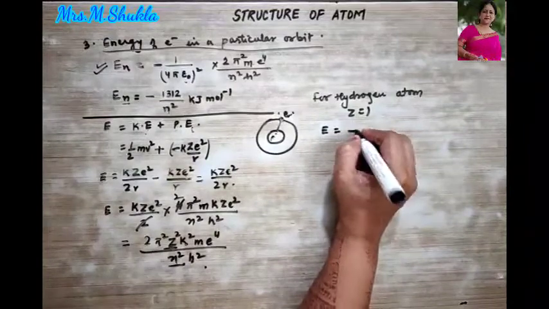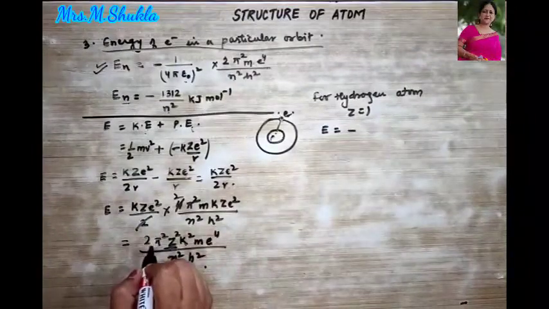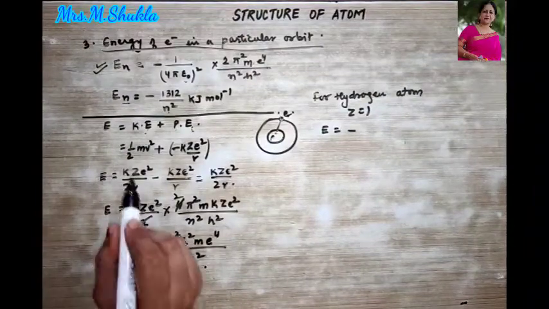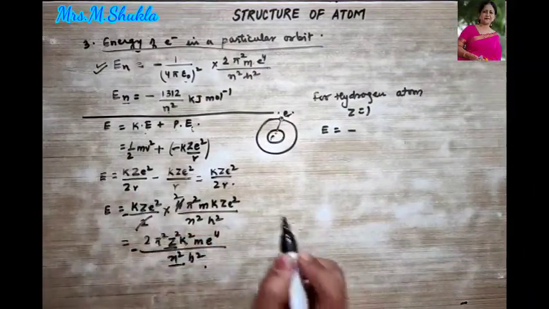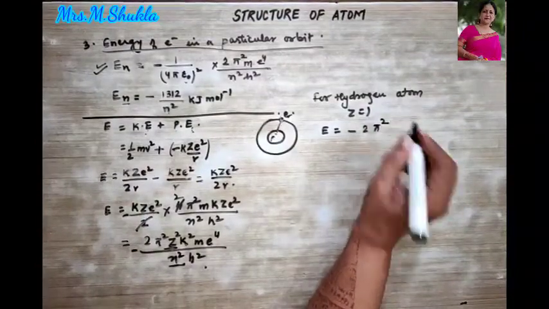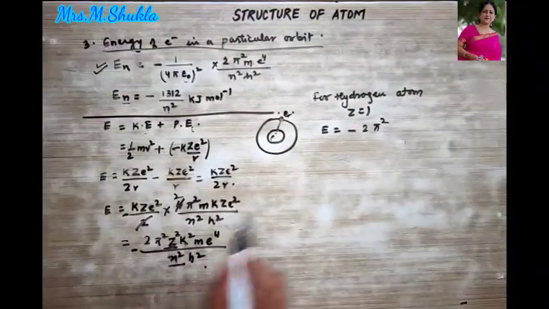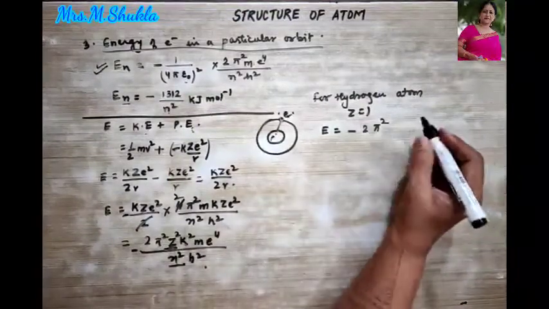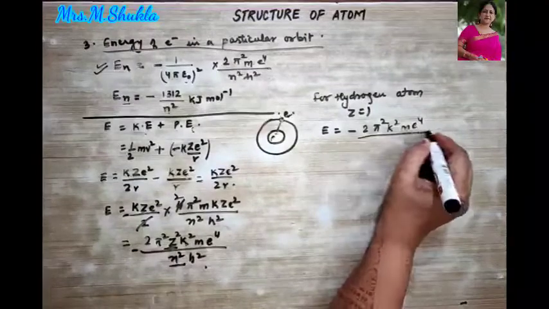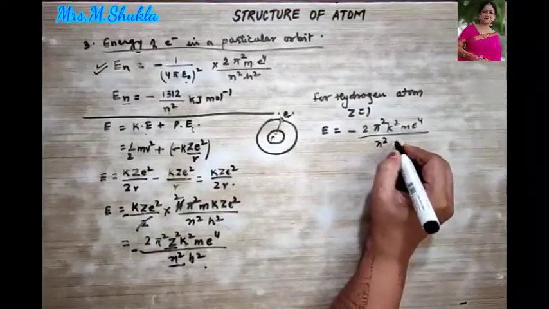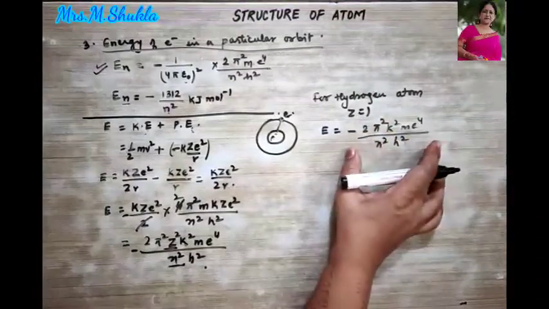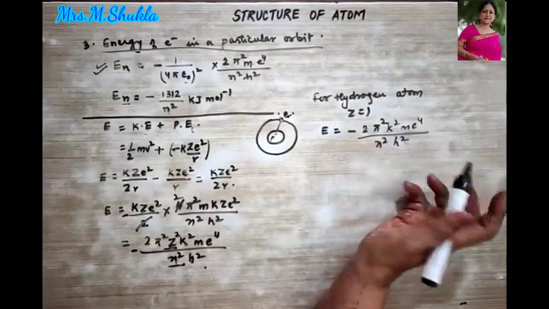It will be equal to minus. Okay, I forgot to write the minus over here, isn't it? This was minus over here. So minus 2 pi square. Now Z is 1, so 1 square has no meaning. Then k square m e to the power 4 upon n square h square. Now let us put all the values.